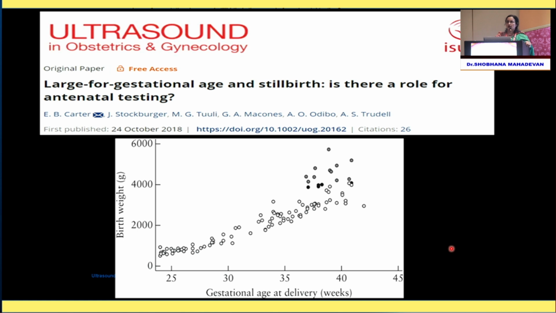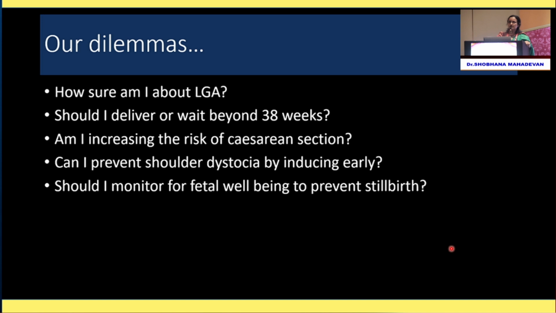Dr. Uma spoke about it. So an LGA baby is one of those where early induction would probably be advised. Our dilemmas when we deal with LGA are: how sure am I about LGA? Should I deliver at 38 weeks or give her expectant management? Am I increasing the risk of C-section by inducing early, or by waiting beyond 38 weeks and landing up with a large baby in labor?